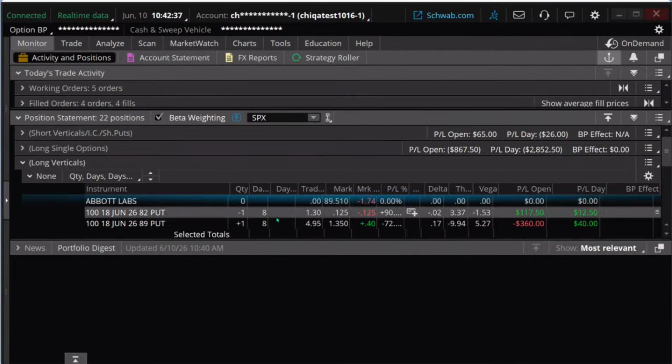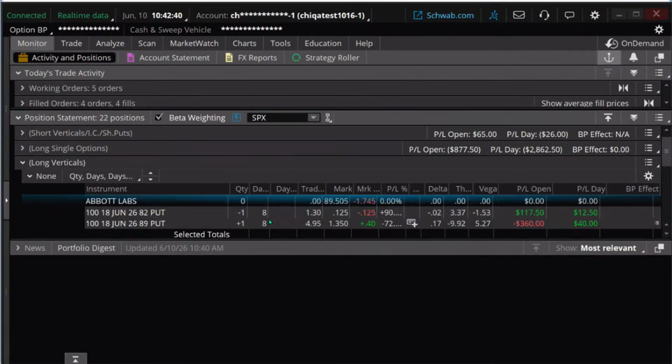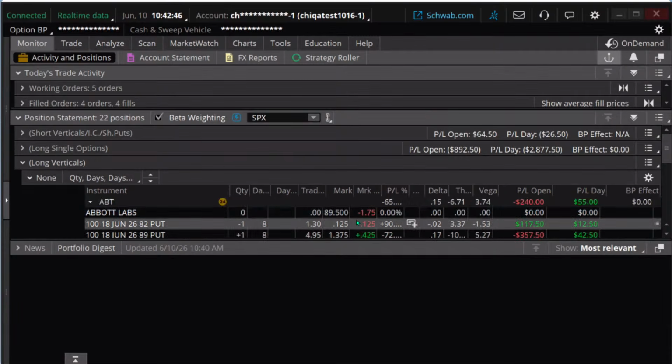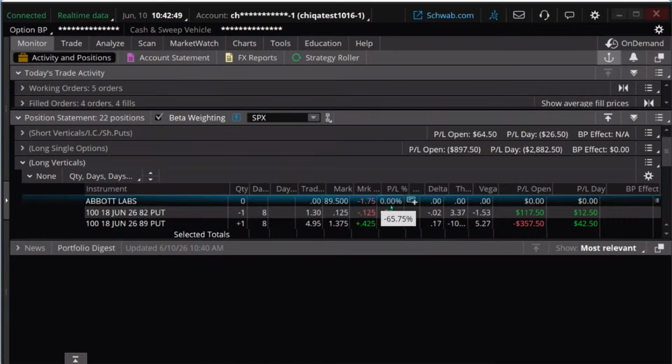Not doing so well. Look, we've lost a lot of money, 65% on this trade. And how is that calculated? Well, look, our initial trade was about 365. This is a debit spread. We bought it for 365. The current price is the difference between those, which is about 125. From 365 to 125, we're losing money.